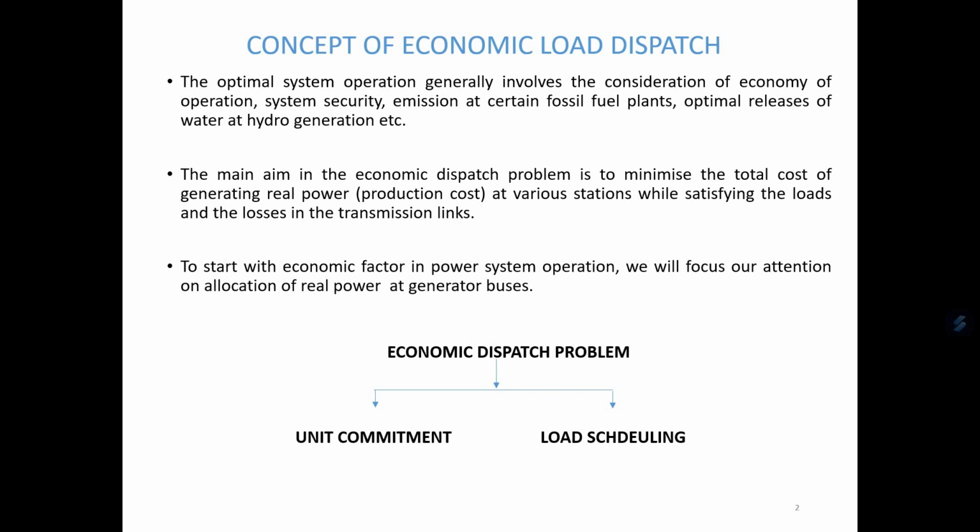Now, the economic dispatch problem is generally classified into two types. First one, unit commitment, and second one, load scheduling. Now, what is meant by unit commitment? Suppose we have n number of generators and our load is going to vary from 0 to maximum value. Then for the existing load, which number of generators to be chosen to supply the power, that we consider under unit commitment. And load scheduling is among the selected or chosen generators, which generator will share how much load, that we consider under load scheduling.